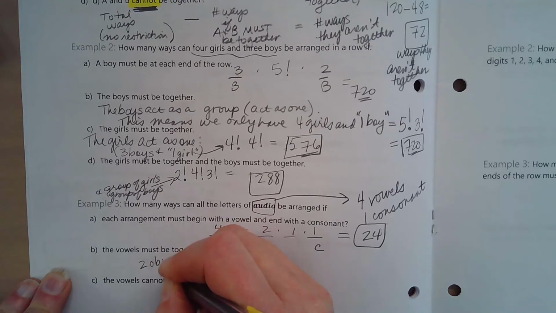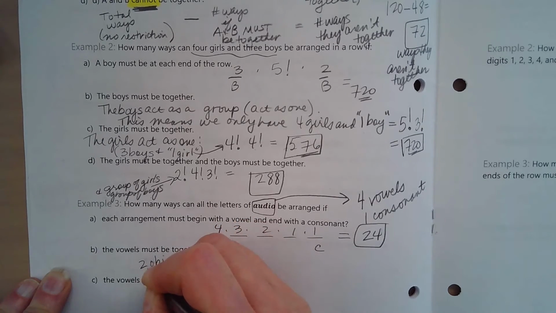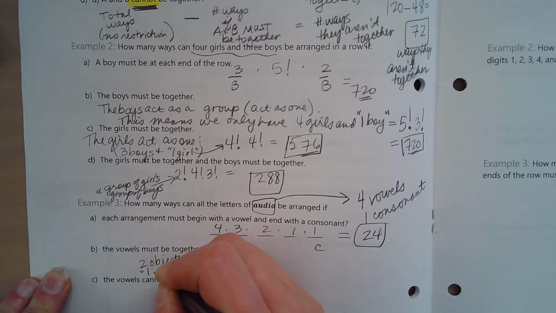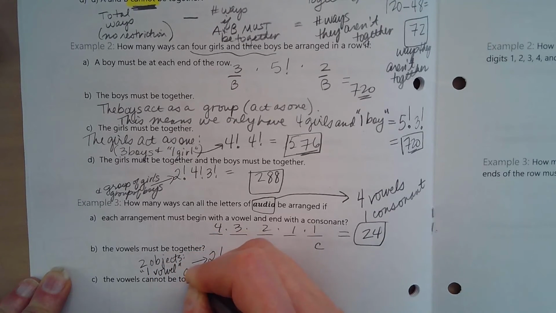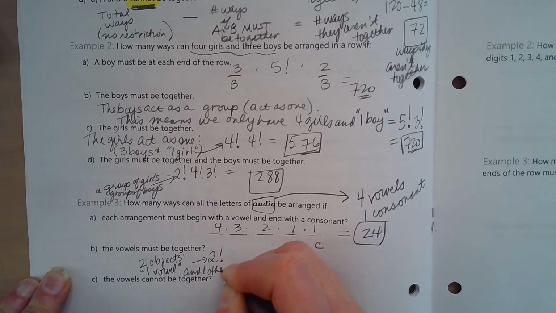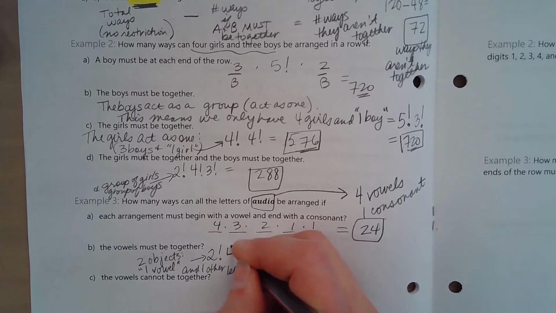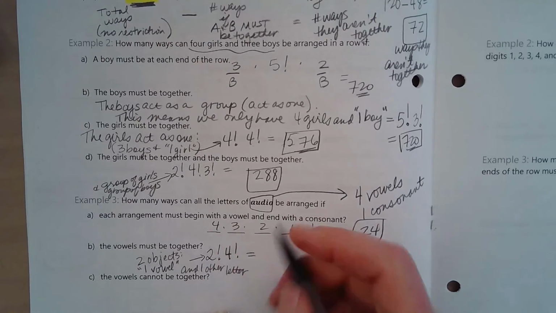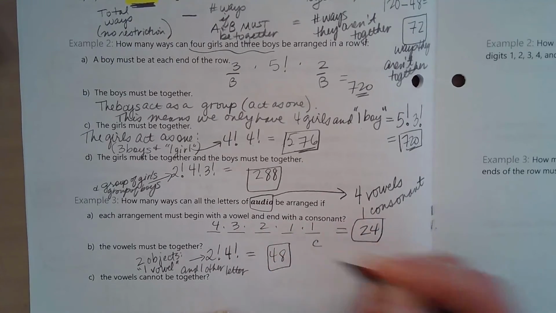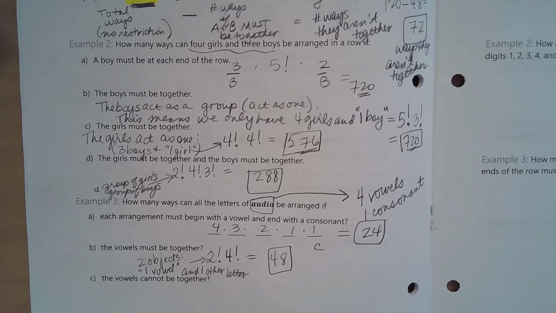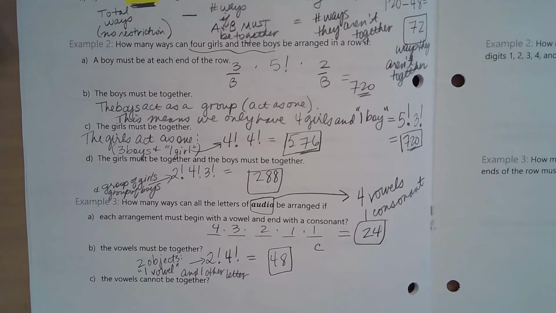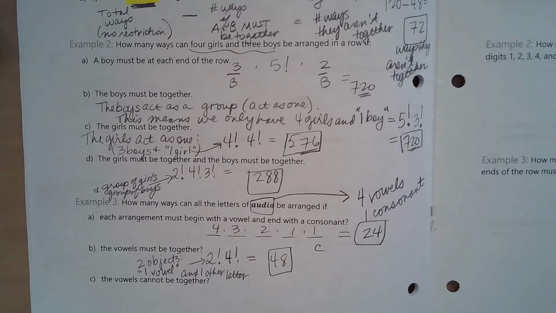2 objects, 1 vowel group and 1 other letter, the consonant. Within that group you have to permute its members. There's 4 of them. So 24 times 2, 48. Yeah, pretty much. 2 ways. You're right.